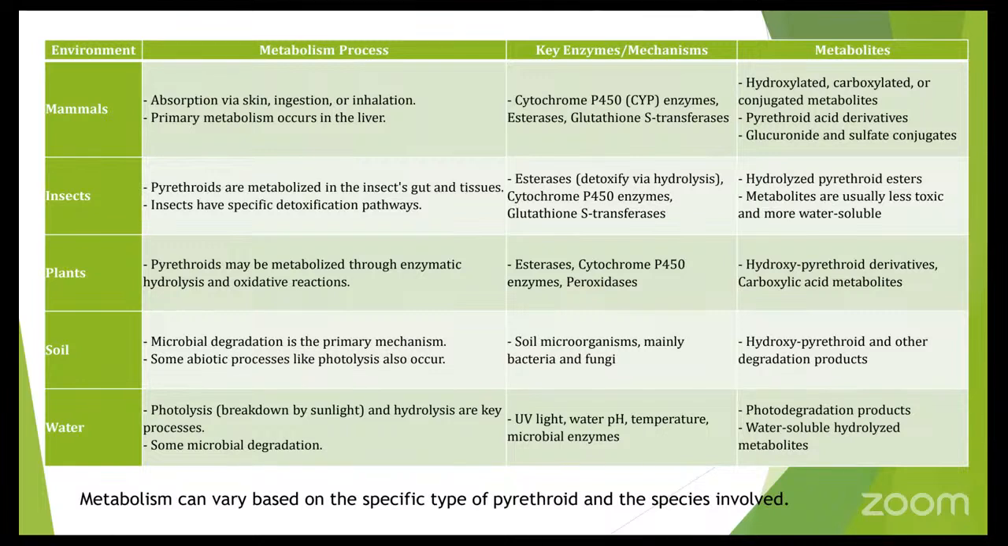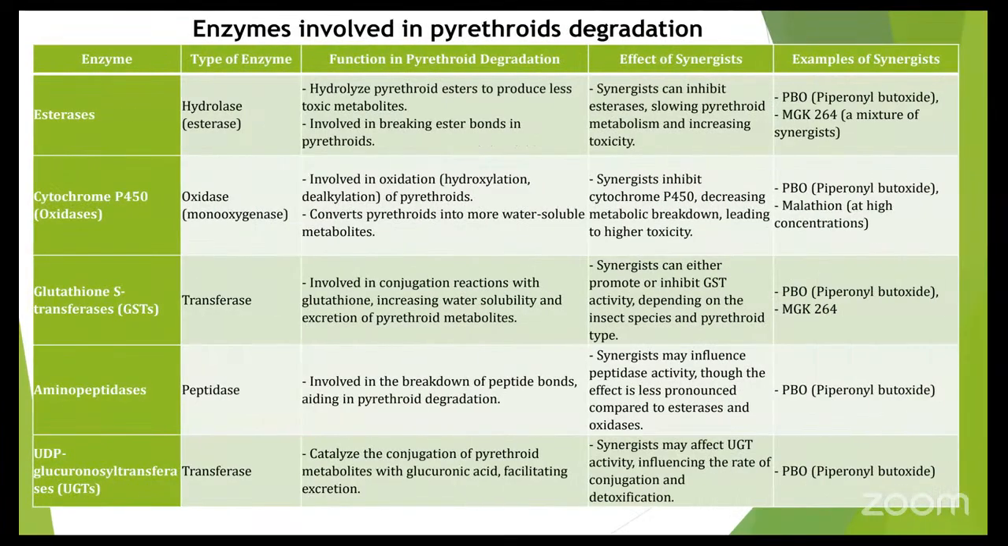So this is how metabolism can vary depending on the type of pyrethroids and the species that they are involved in. And the particular enzymes that are involved in pyrethroid degradation are esterases, cytochrome P450 oxidases, glutathione S-transferases, aminopeptidases, and UDP-glucuronosyltransferase as well.